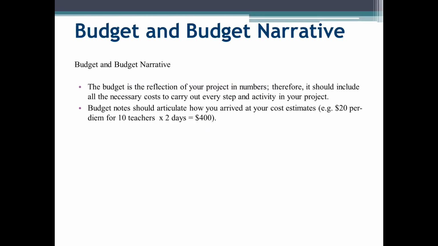The final part of the proposal is the budget. This should include all the costs that are necessary to carry out each step and each activity in your project. So when you're writing this, you should really look at the activities that you wrote out and make sure that they match and are clear.